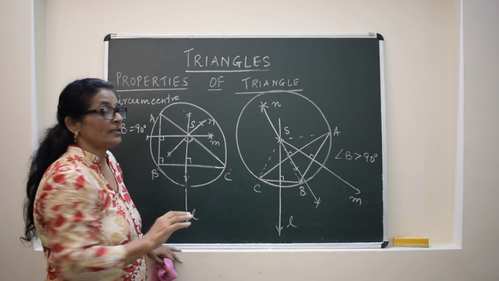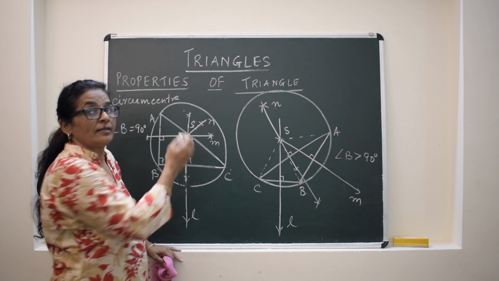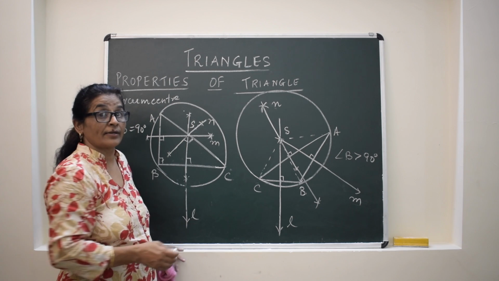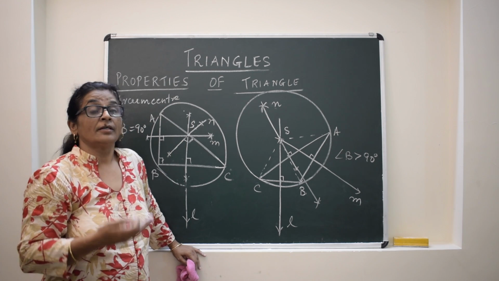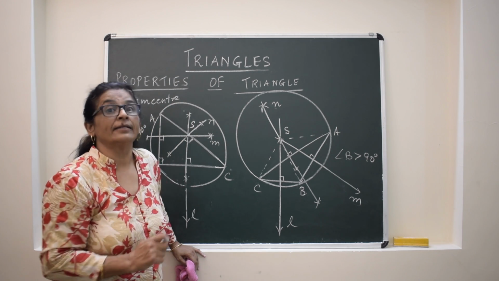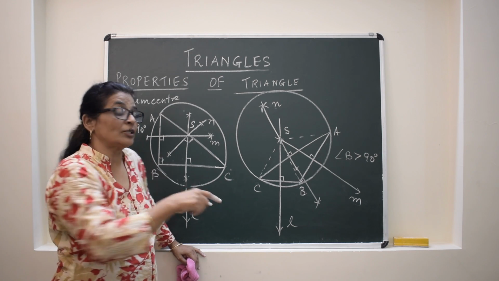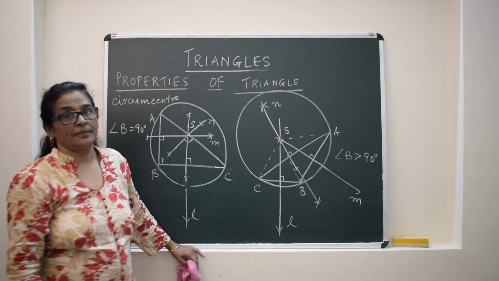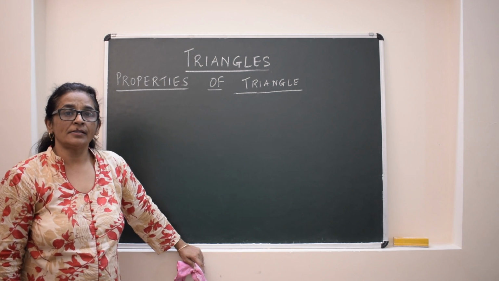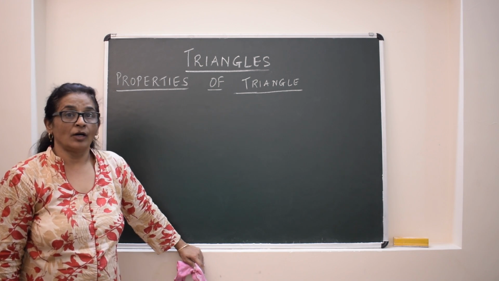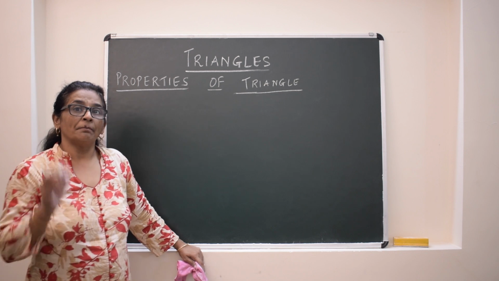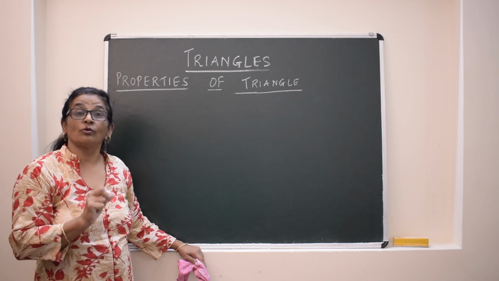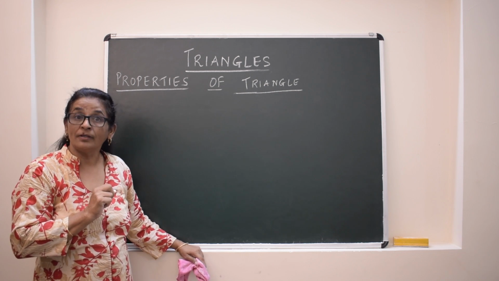So what we have seen, all three cases, acute angle triangle, right angle triangle and obtuse angle triangle, has given us the characteristics of circumcenter. It may lie inside, it may lie on the side, or it may lie outside the triangle. And the fourth property is incenter. How will we get this incenter? By the angle bisectors of all three angles of a triangle.